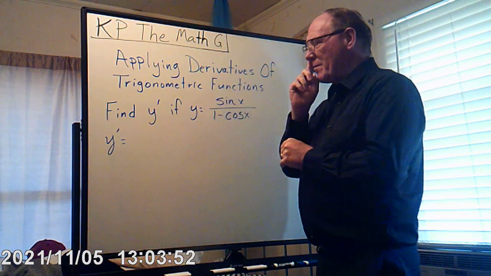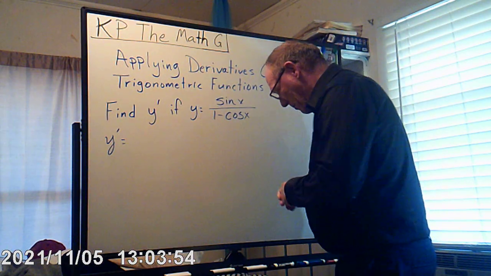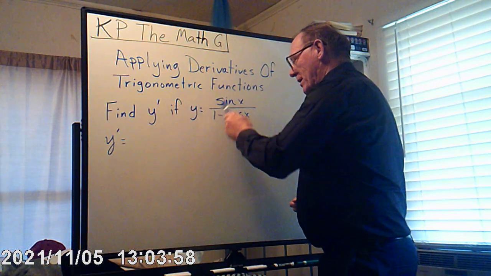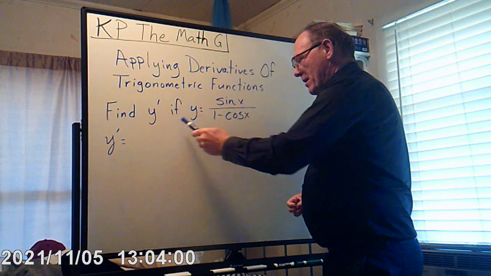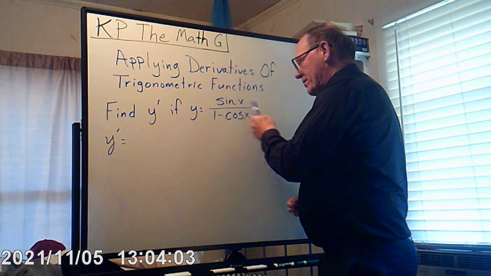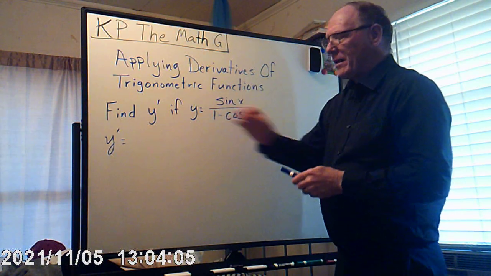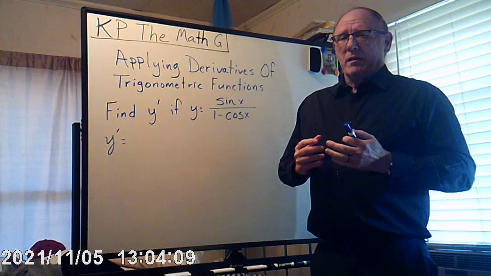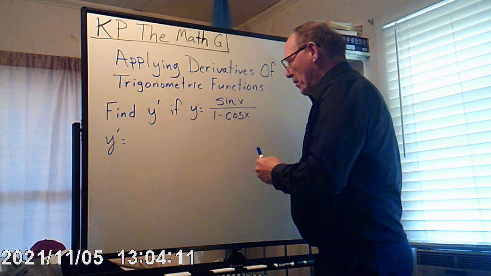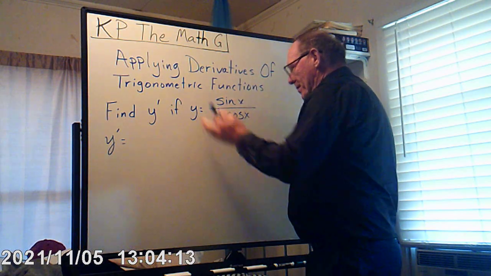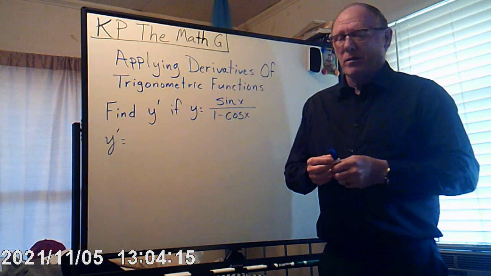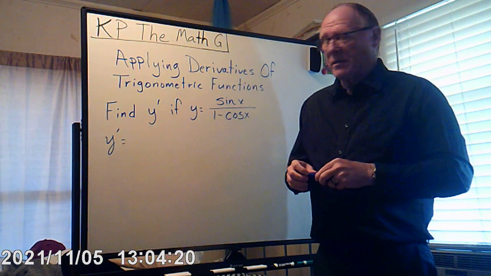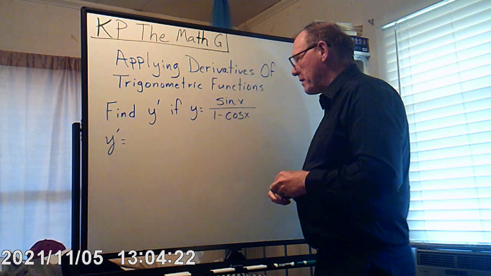So in our first example, we're going to find y prime, or the derivative of this. If y is equal to sine x over 1 minus cosine x, what is y prime? A lot of times we need to be able to do it for one thing, but we need to keep our math skills sharpened. And so that's what we're going to do here.